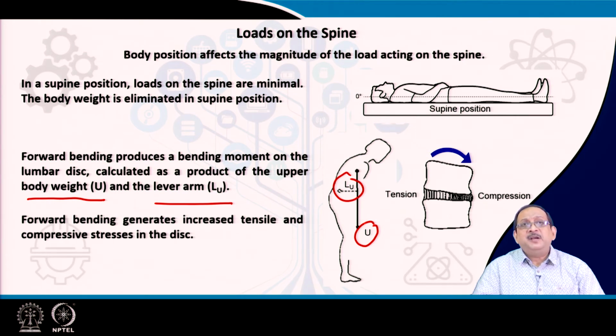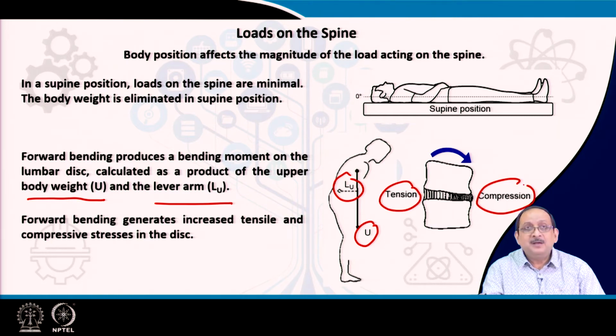Forward bending generates increased tensile and compressive stresses due to bending in the vertebral functional unit. The forward bending generates increased tensile and compressive stresses in the disc due to the bending action.